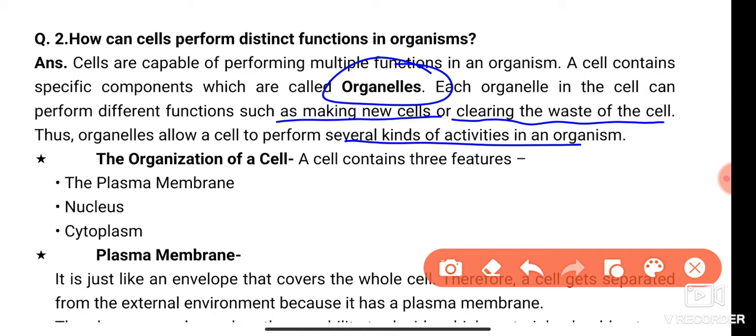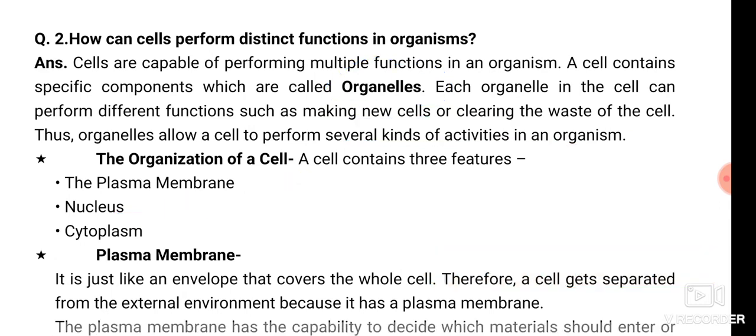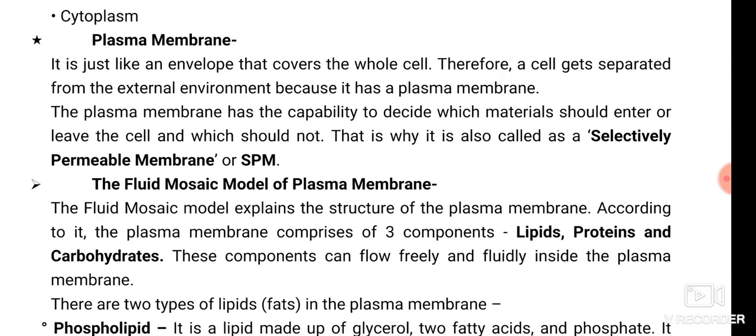Now, organization of the cell. A cell contains mainly three organization sections: plasma membrane, nucleus, and cytoplasm. What is plasma membrane? It is just like an envelope that covers the whole cell. Therefore, a cell gets separated from the external environment because of its plasma membrane.